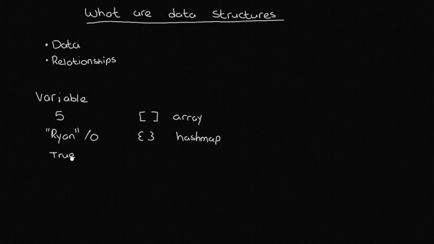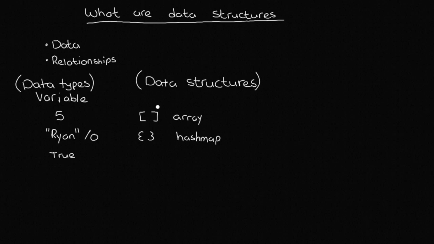Then we also have true. So true is a variable. Now, if we look at JavaScript for this example, we can consider our integers, our strings, and our booleans, so our true and false, all as variables. So they are called data types. We have our data types on the left, and then we have our data structures on the right here. Some examples of data structures could be an array or a hash map.